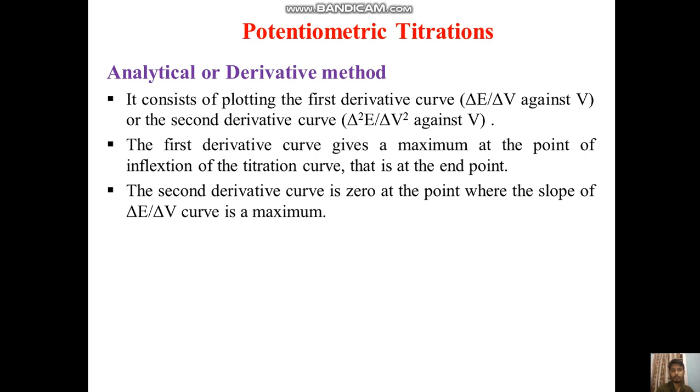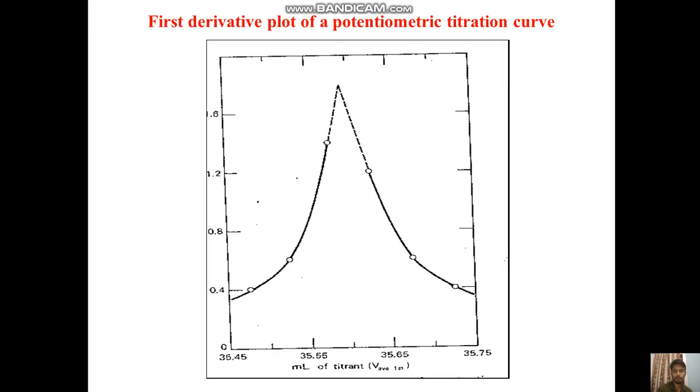After that we have the analytical or derivative method, the second one. It consists of plotting the first derivative curve, that is delta E by delta V against V, or the second derivative curve, delta squared E by delta V squared against V. The first derivative curve gives a maximum at the point of inflection of the titration curve, that is at the endpoint, and the second derivative curve is zero at the point where the slope of the delta E by delta V curve is maximum. Here you can see this is a first derivative plot for a potentiometric titration curve.